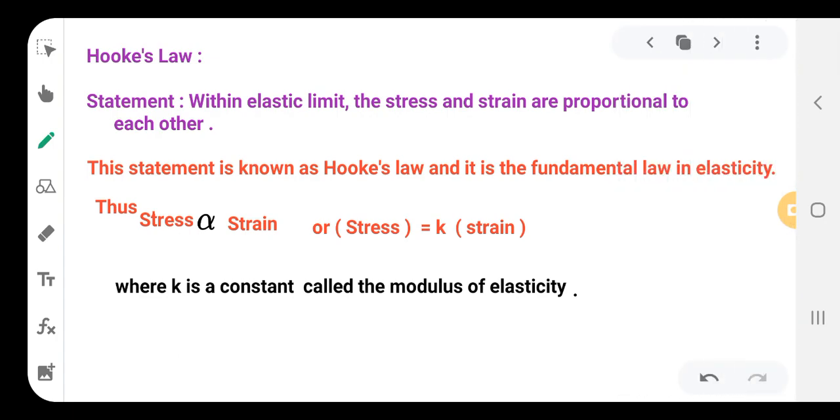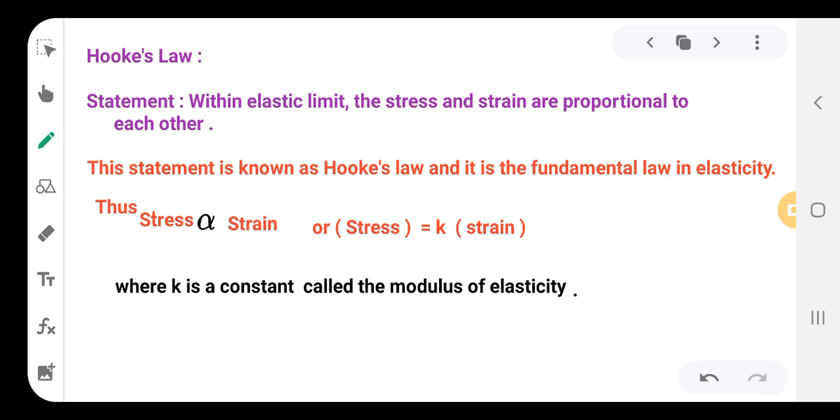Hooke's law. Statement, I will read out: within the elastic limit, the stress and strain are proportional to each other. So Hooke's law states that for any substance, when you are applying some stress to a substance, there is an equal amount of strain produced in that substance. This statement is known as Hooke's law, and it is a fundamental law in elasticity. It is valid for all substances.